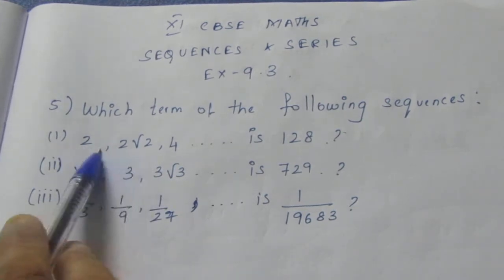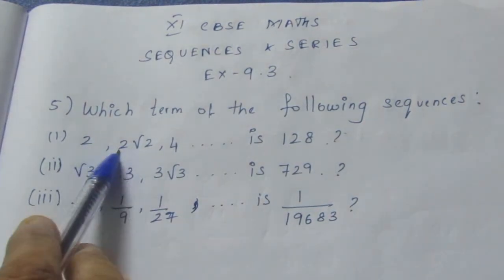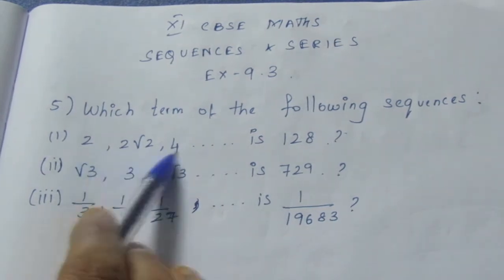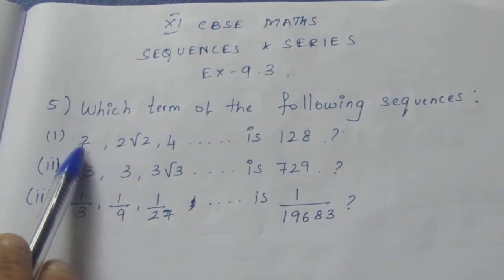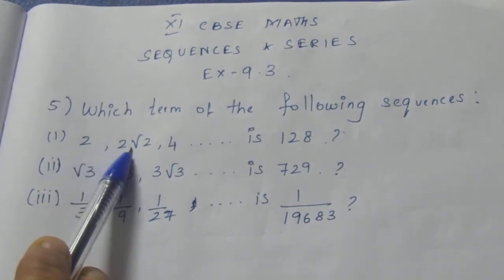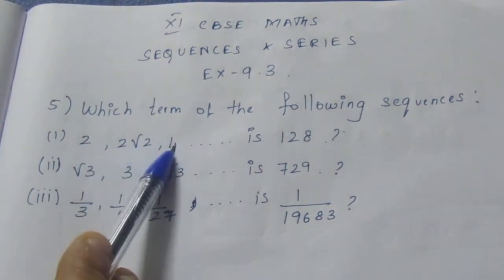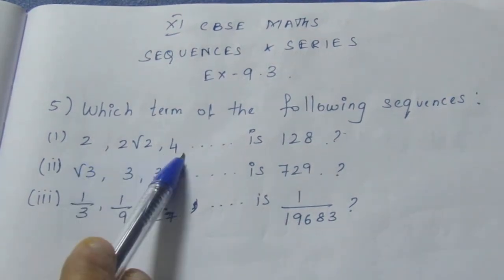Here it is multiplied by root 2. Then it will become a GP. Multiplying or dividing will become a GP. Here it is multiplied by root 2. 2 into root 2 will give you 2 root 2, into again root 2 will give you 4. So it is in multiply. So it forms a GP.